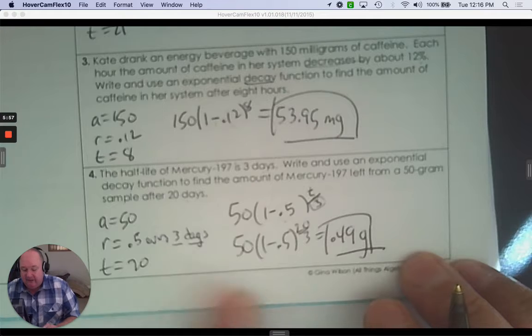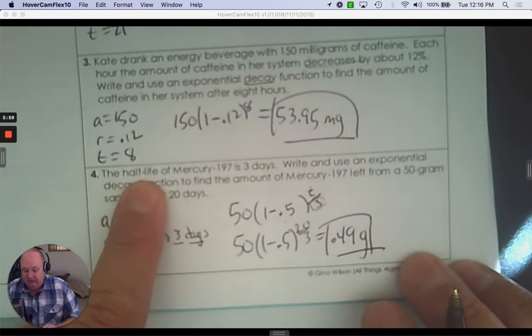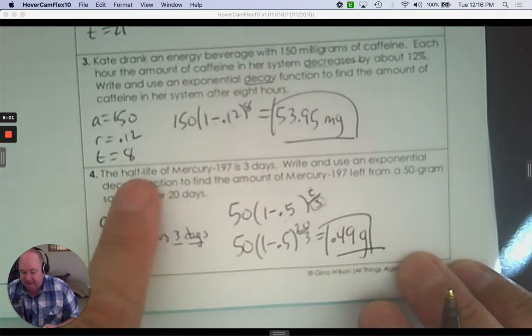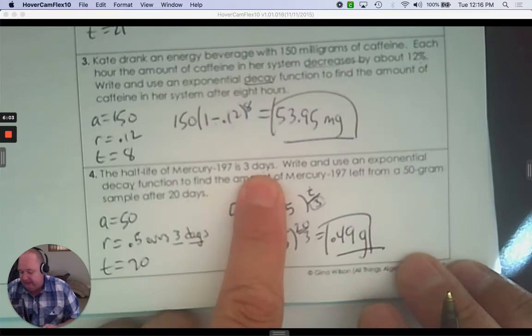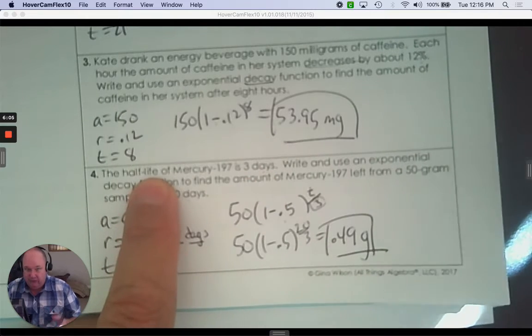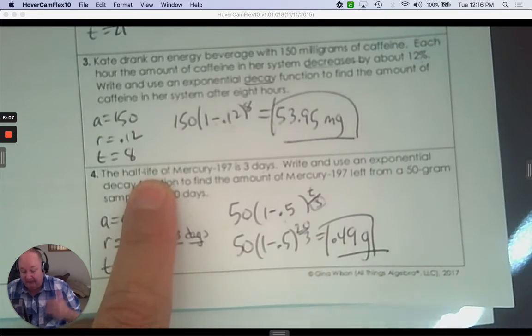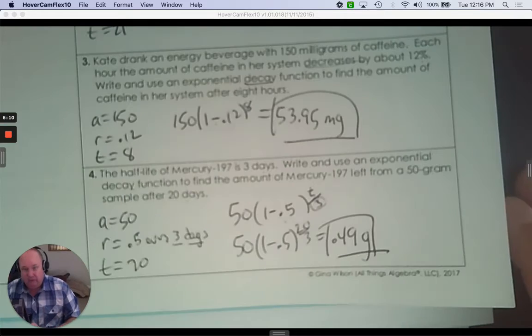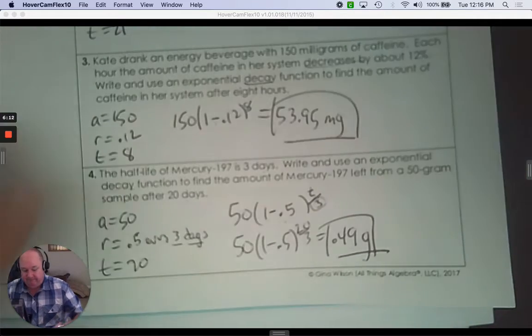The idea of half-life is the amount of days it takes to become half the size. So in 3 days, it'll be half the size it was. In another 3 days, it'll be half of that, half of that, half of that, and so on. Turn the page.